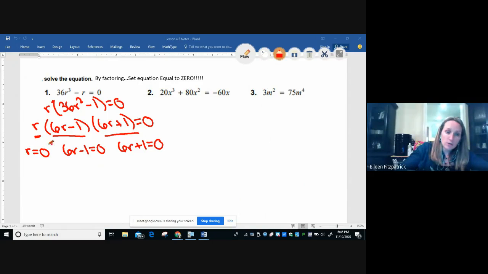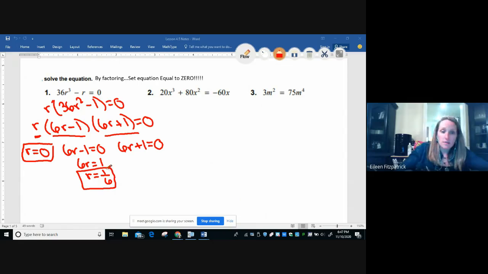Okay, so the first equation, there are no other steps. r is equal to 0 is one of your solutions. I'm going to add 1 to both sides. I have 6r equals a positive 1. Divide by 6, r equals 1/6. For the next one, I'm going to subtract 1 from both sides. So 6r equals -1. Divide both sides by 6, and I have r equals -1/6.